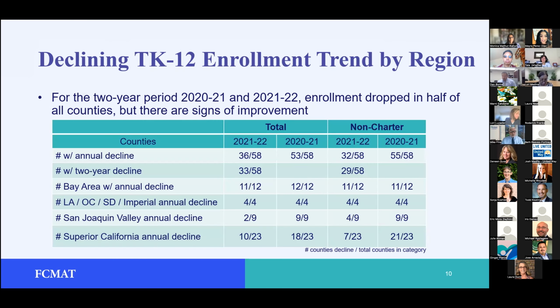This is by region of the state. I didn't include, only for space, the inland Southern California counties, Riverside and San Bernardino. They are historically the fastest growing counties in the country, and they are flat for all intents and purposes. Riverside has slight growth, San Bernardino a slight decline.